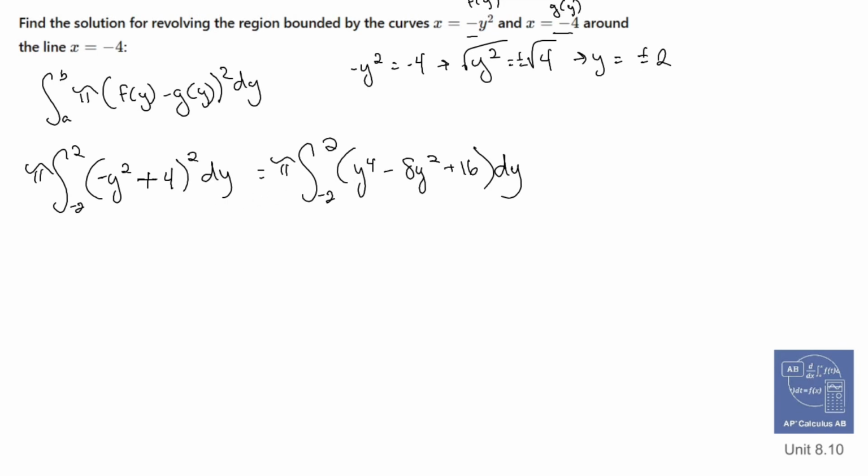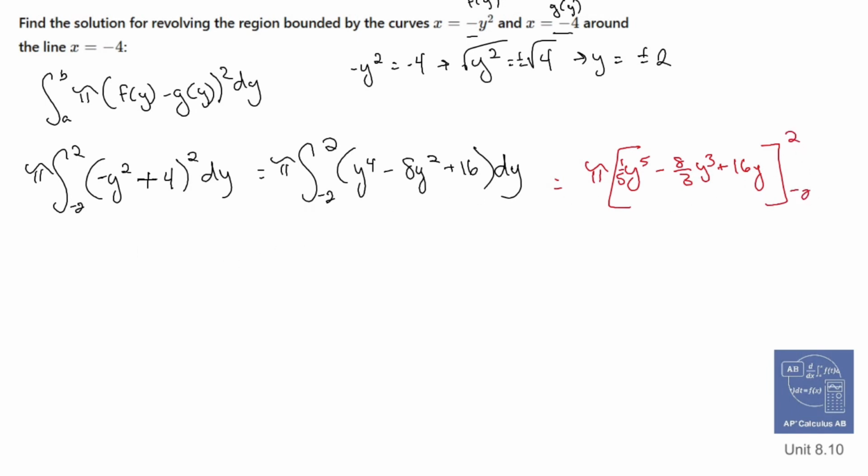Now we can integrate. You get pi times 1/5 y to the 5th, minus 8/3 y cubed, plus 16y. My limits are still negative 2 and 2.